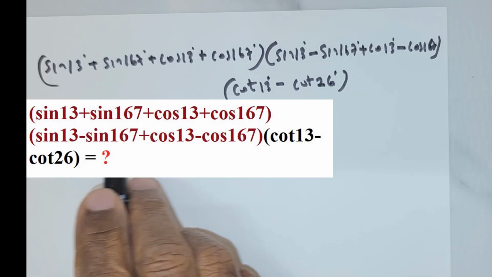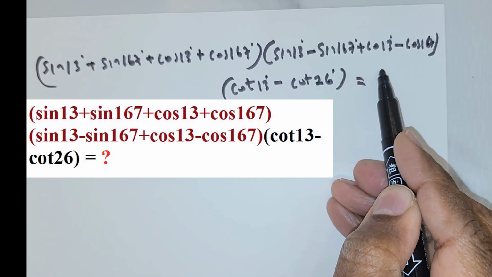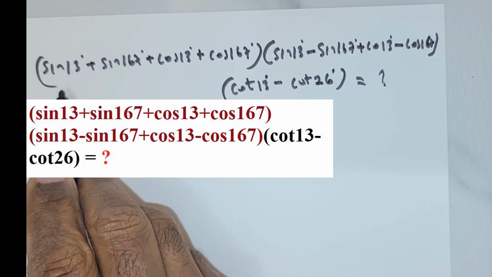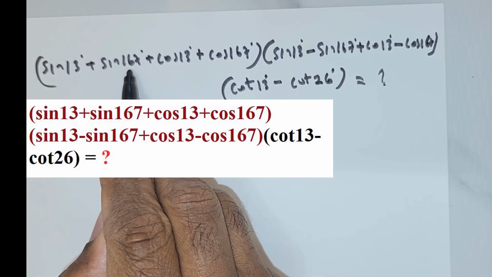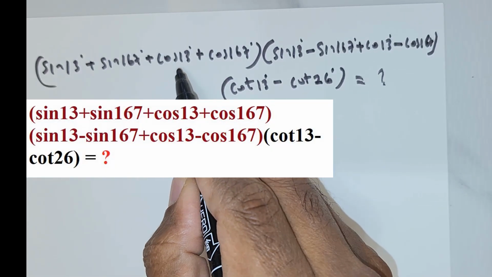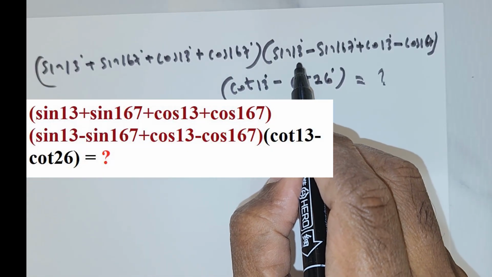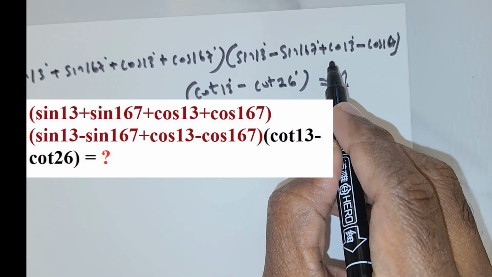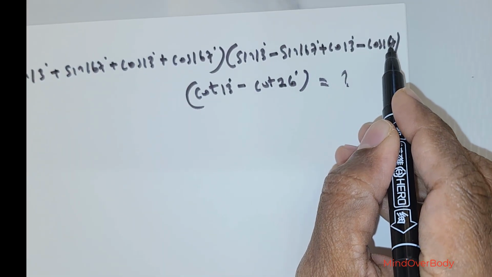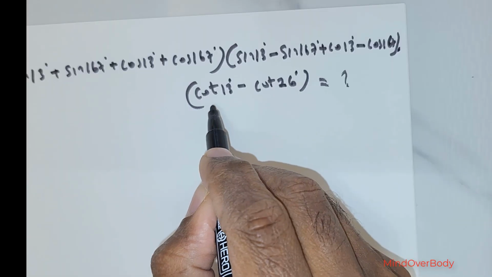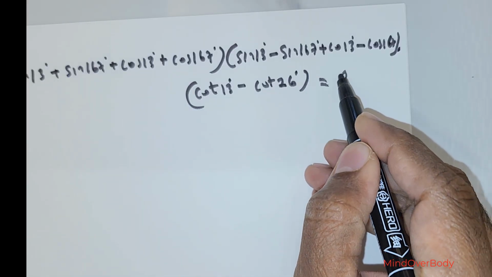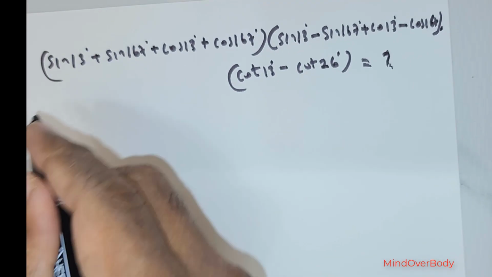Okay, we have an interesting question. We are expected to evaluate and produce the result. We have (sin 13 + sin 167 + cos 13 + cos 167) times (sin 13 − sin 167 + cos 13 − cos 167), multiplied with (cot 13 − cot 26). We have to find out what this value is.